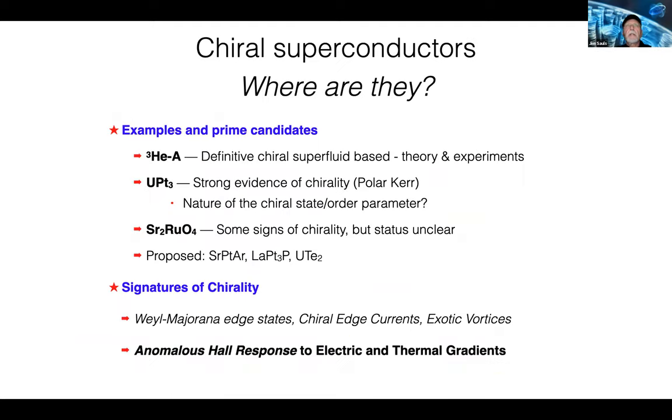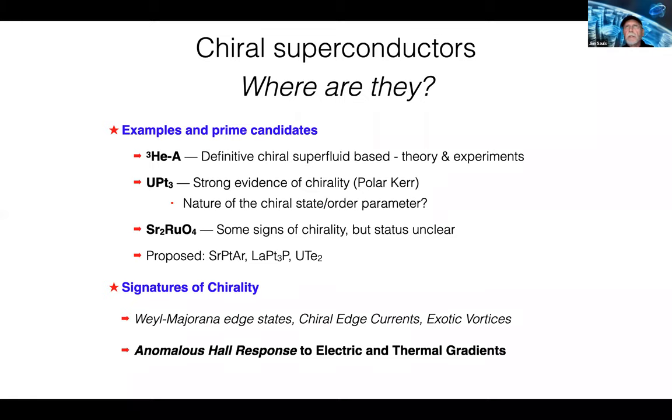So chiral superconductors, where are they? I believe helium-3 A is a definitive example of a chiral superfluid based on quantitative theory and experiment. And uranium platinum 3 is a heavy fermion superconductor, which I think shows strong evidence of chirality, particularly based on the polar Kerr effect, but there are also earlier indications based on muSR line width studies. But we would like to know a little bit more. We'd like to know precisely the nature of the chiral order. What is the topological quantum number, the Chern number?